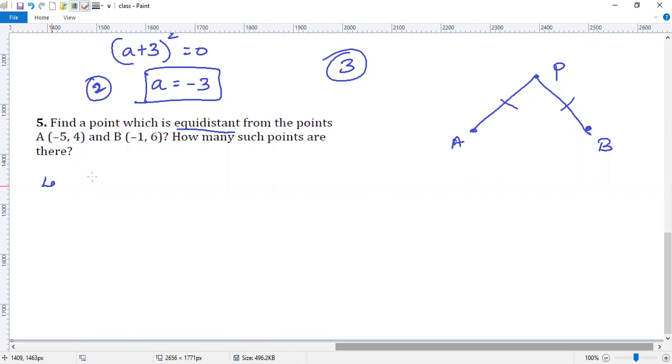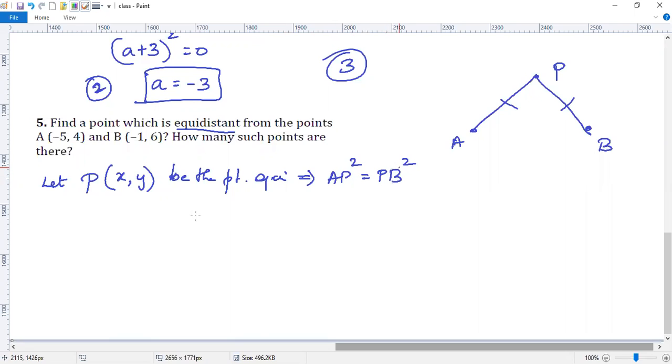Let the point be x comma y. So let P of x comma y be the point equidistant. Right? So you will have AP equal to PB. Or you can take AP squared equal to PB squared, because we are going to apply the distance formula. So you have to write the distance formula for this one separately. Do not forget to write the distance formula. For that, you'll get half mark.